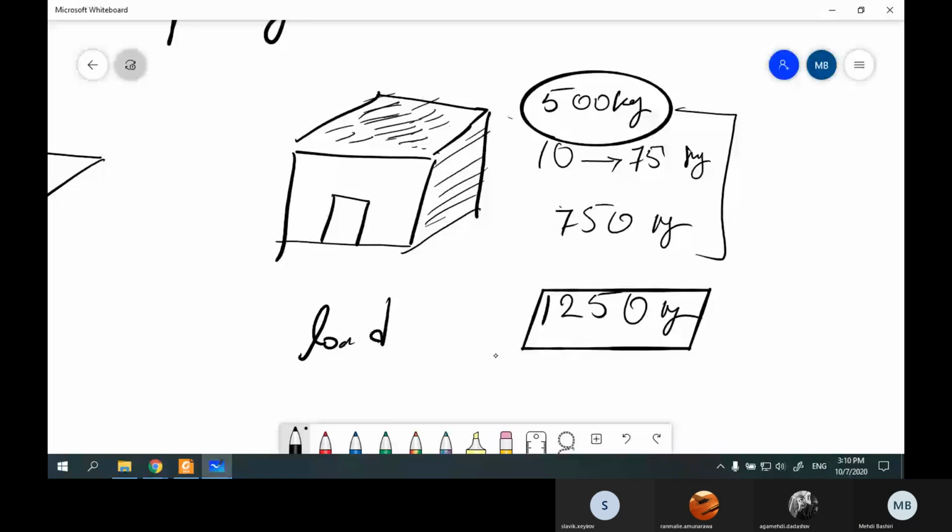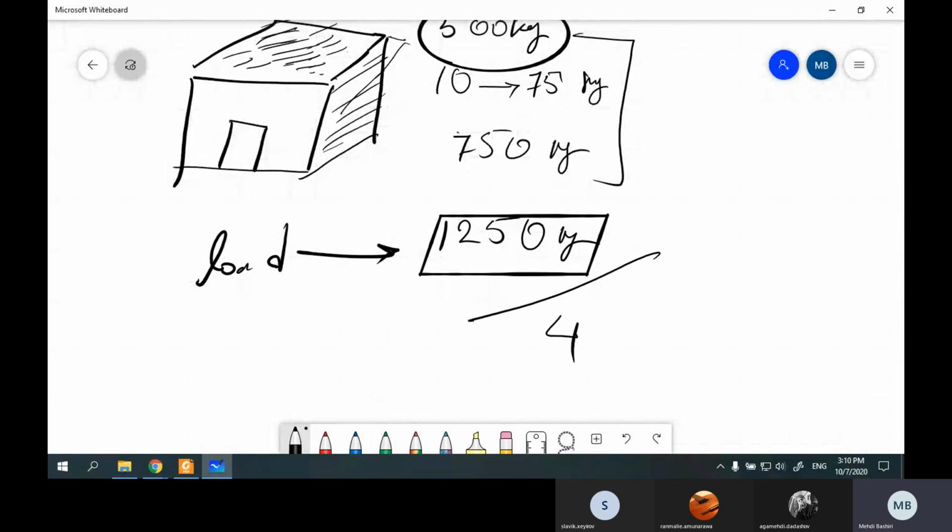Okay, and when you want to design this wall, you have to provide the thickness and the material of this wall in a way that this wall be capable of carrying this load. For example, as I said, the total load is 1,250 kilogram. How many walls do you have? Four. So each wall should resist again, for example, something about 275, for example.